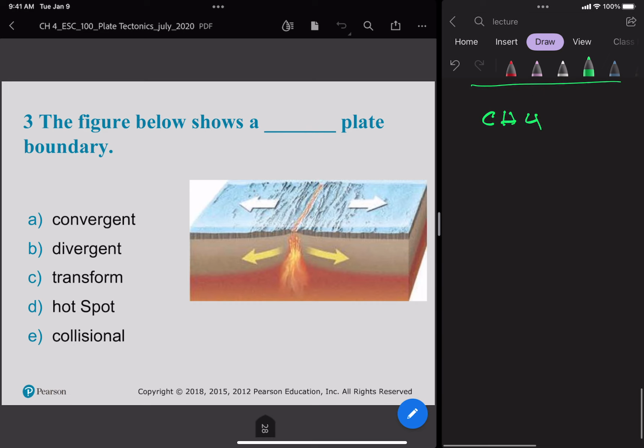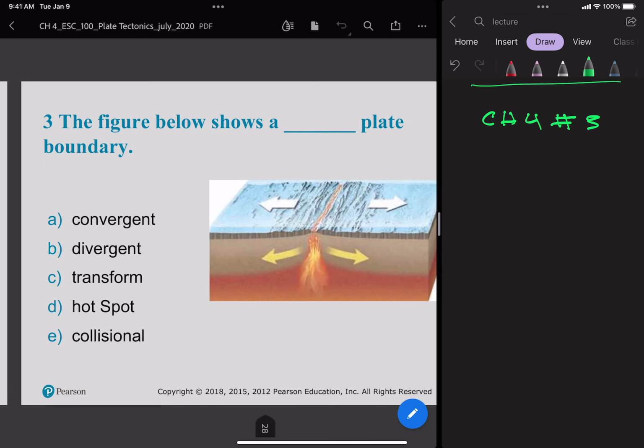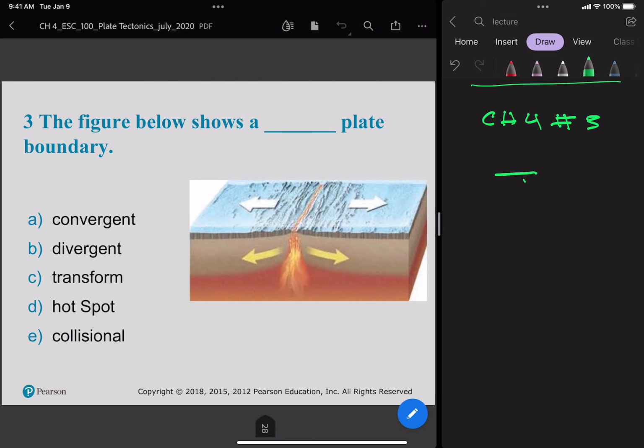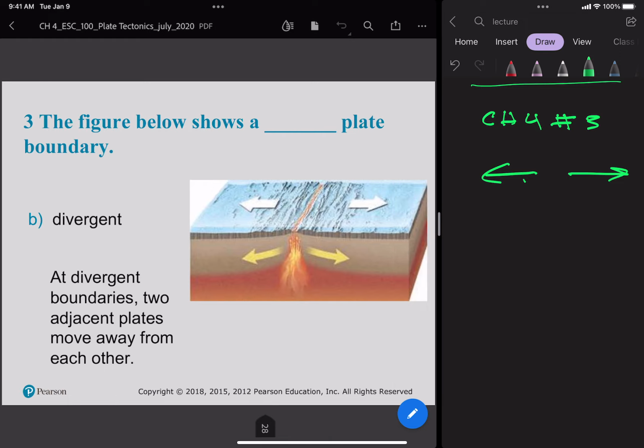Chapter 4, number 3. The figure below shows what kind of boundaries. So you see here plates that are, I'll just do it on the side here. You can see the motion is in this direction. So what kind of boundary is this? So it is again a divergent boundary. So divergent boundaries, plates move apart.